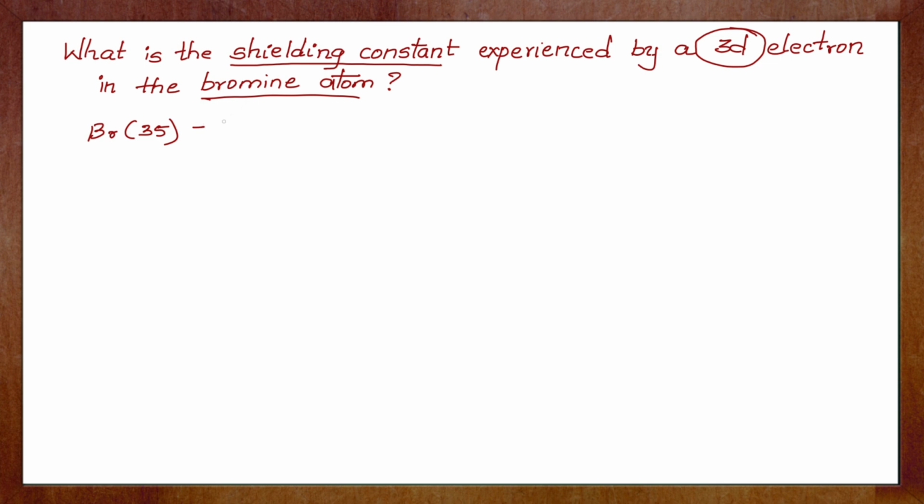Electronic configuration is 1s2, 2s2, 2p6, 3s2, 3p6, 4s2, 3d10, 4p5. And this is how we write the electronic configuration of bromine.